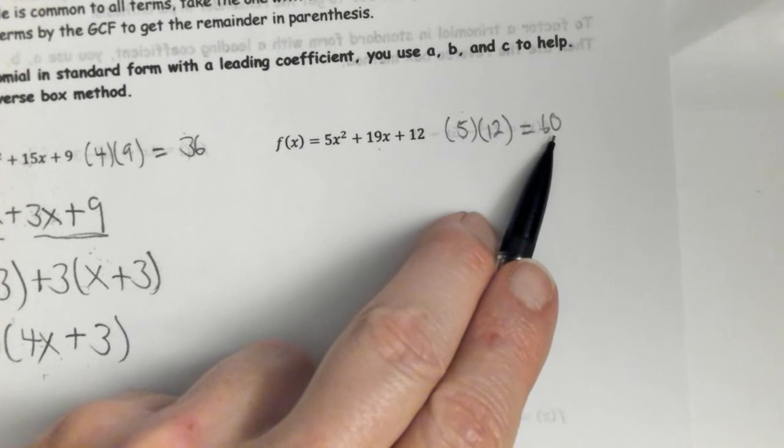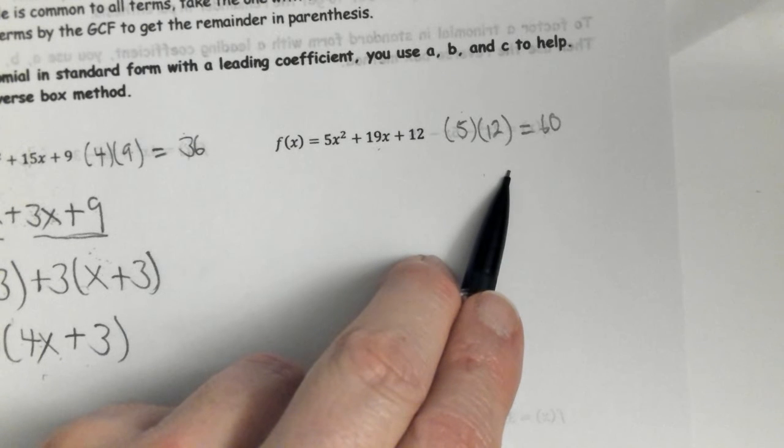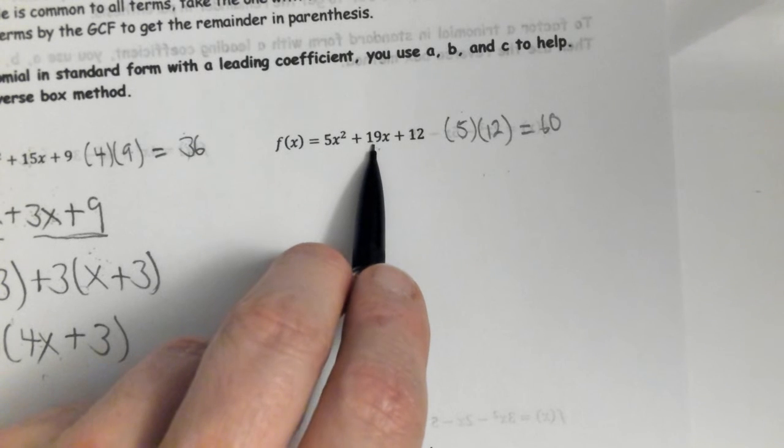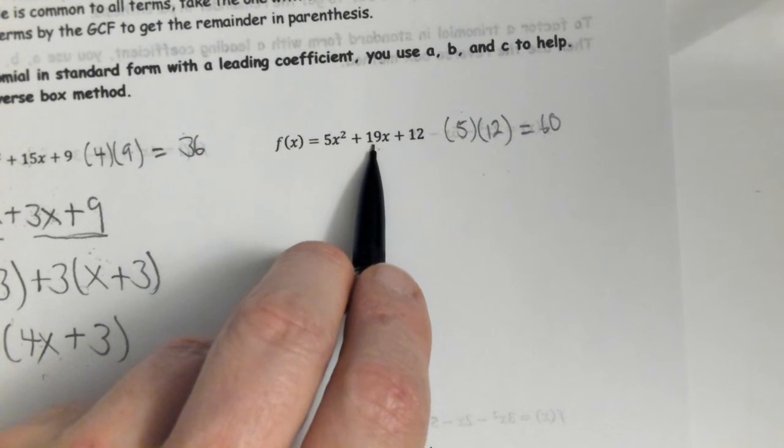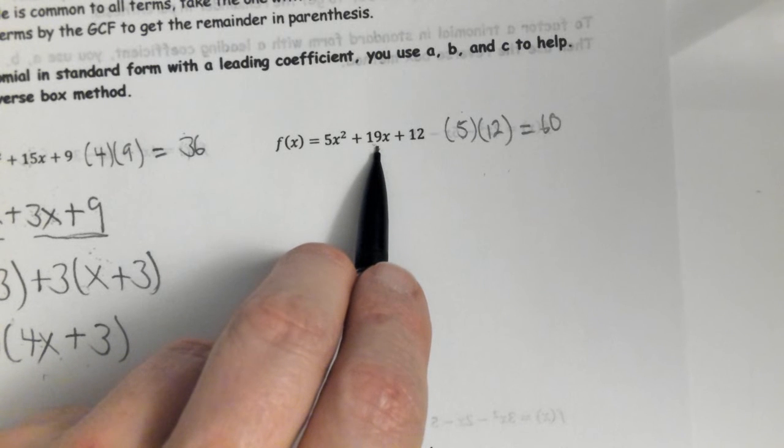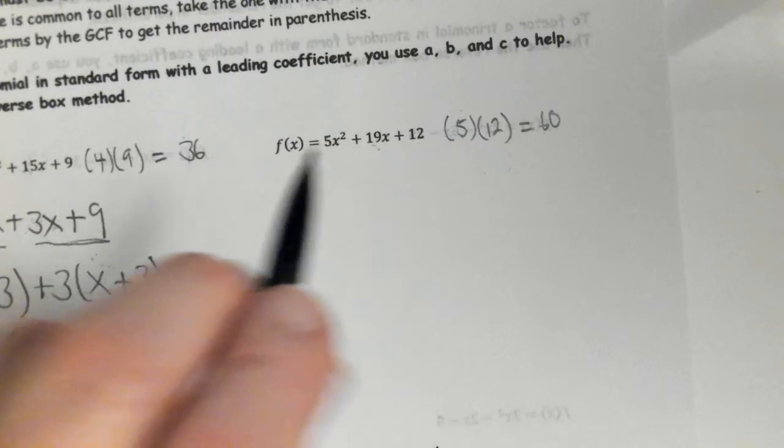What else multiplies together to get 60? What about 10 and 6? Does 10 plus 6 equal 19? Nope, not going to work. Let's see, what else can we get? Maybe 15 times 4. 15 times 4 is 60. And let's see, 15 plus 4 is 19, so that's what I want.